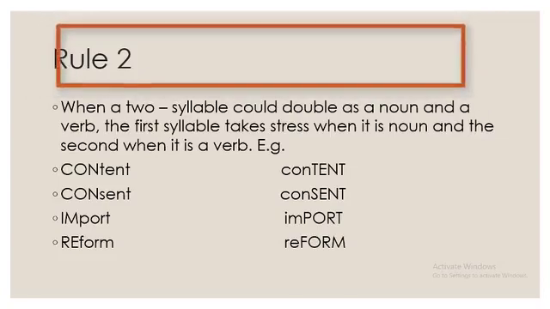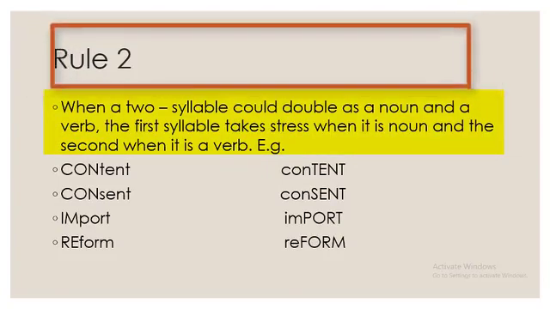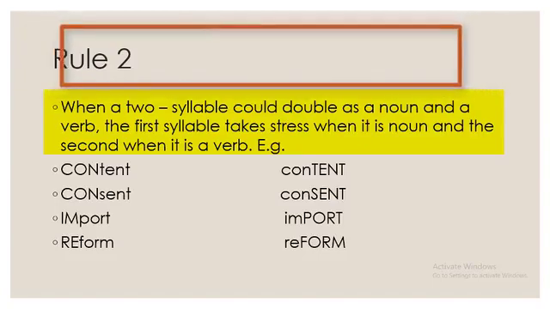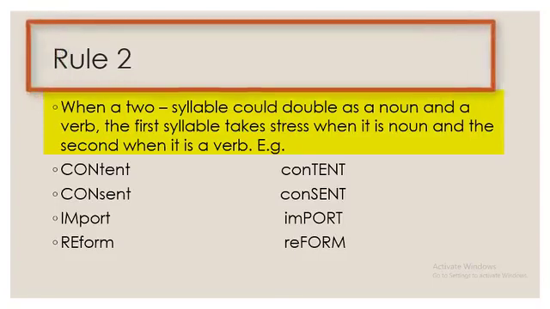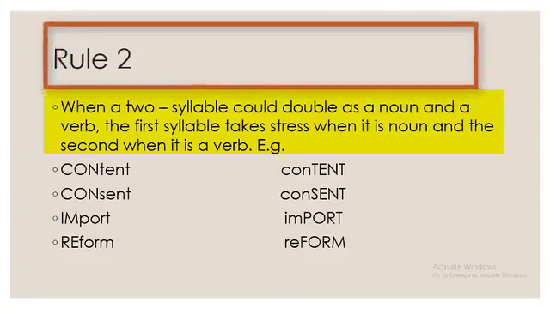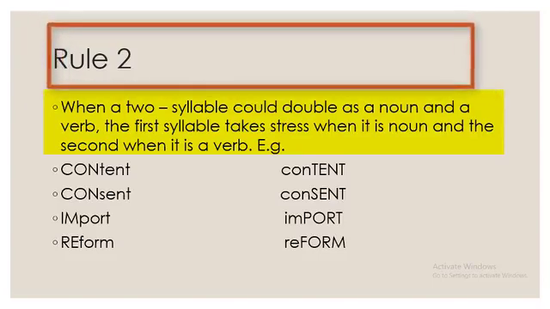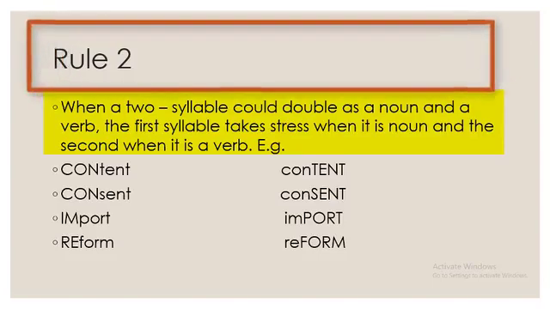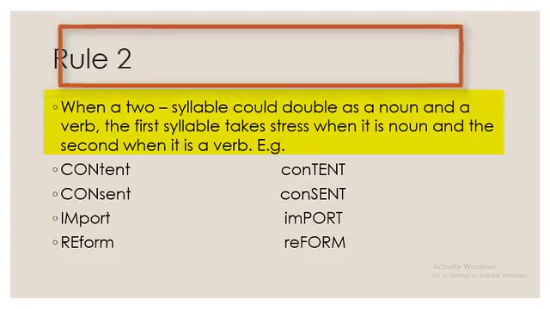Then we have the second rule: when a two-syllable word can double as a noun and also as a verb, the noun is stressed on the first syllable while the verb is stressed on the second syllable. I repeat, when a two-syllable word can double as a noun and also a verb, the noun is stressed on the first syllable while the verb is stressed on the second syllable.